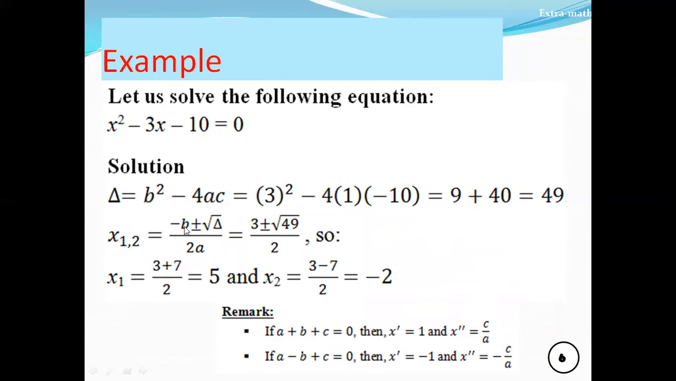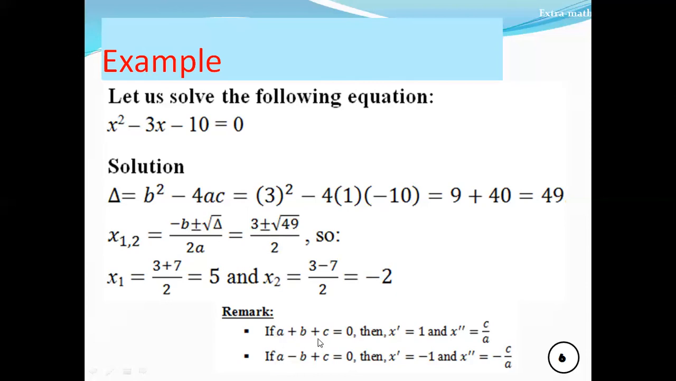The roots are minus b plus or minus radical delta over 2a, which are 3 plus or minus radical 49 over 2. The first root is 3 plus radical 49, which is 7, over 2, which is 5. And the second root is 3 minus 7 over 2 equals minus 2. So 5 and minus 2 are the two roots of the quadratic equation x squared minus 3x minus 10 equals 0.